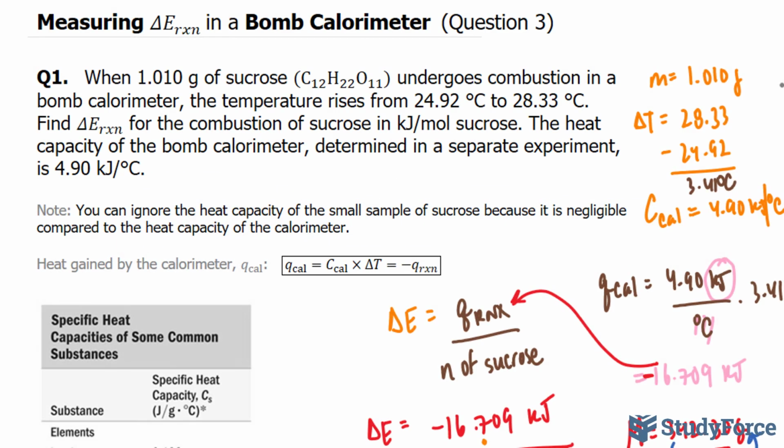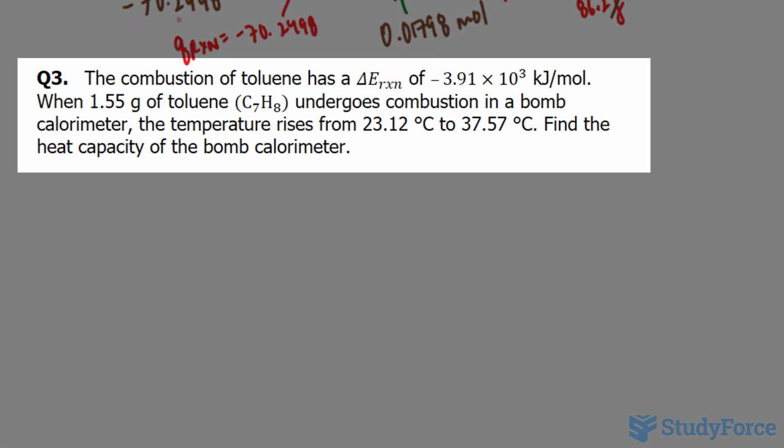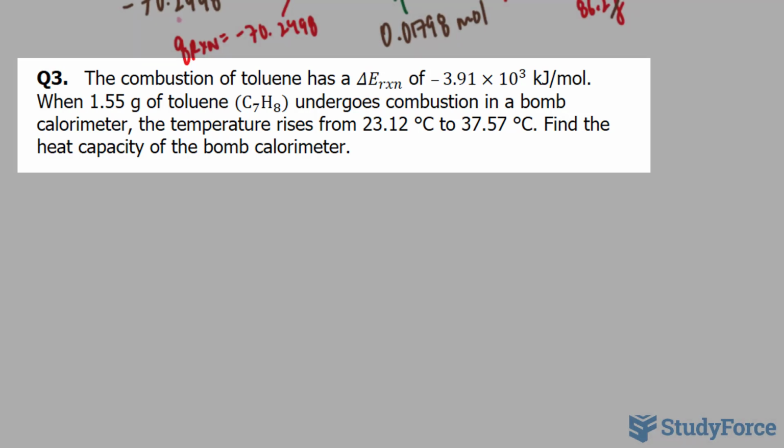In question 3 of this series, where we learn how to measure the change of energy in a bomb calorimeter, we ended off with the following problem. The combustion of toluene has a change of energy of negative 3.91 times 10 to the power of 3 kilojoules per mole. When 1.55 grams of toluene undergoes a combustion in a bomb calorimeter, the temperature rises from 23.12 to 37.57 degrees Celsius. Find the heat capacity of the bomb calorimeter.